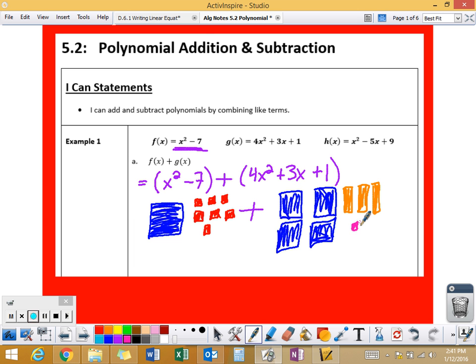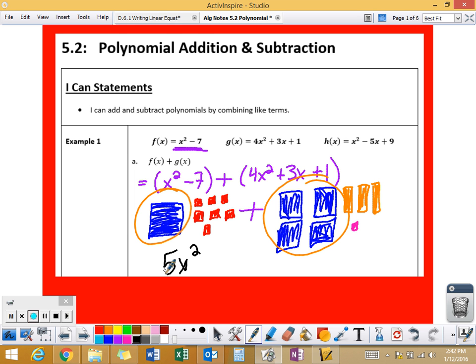Okay? When I'm adding these together, I'm going to put like things together. So first off, let's look at just the x squareds. When I look at all those together, how many x squareds do I have? Well, first of all, I see I have 1 over here plus 4 here. So total, I would have 5x squareds. Okay, so that's the first part of my answer. 5 total x squared.